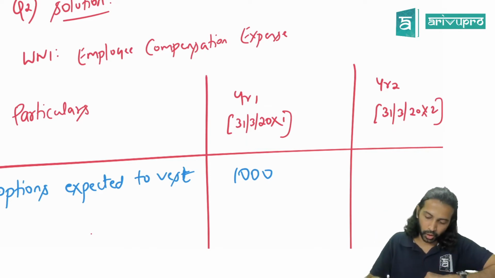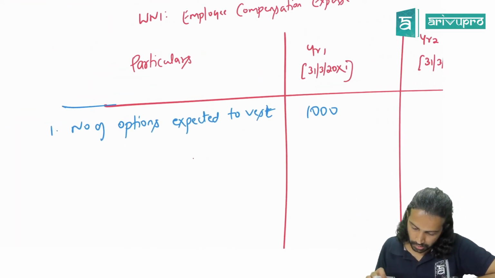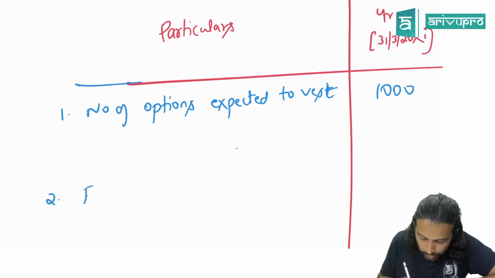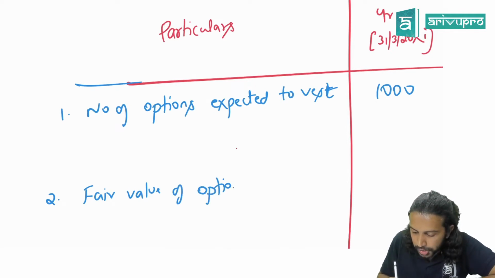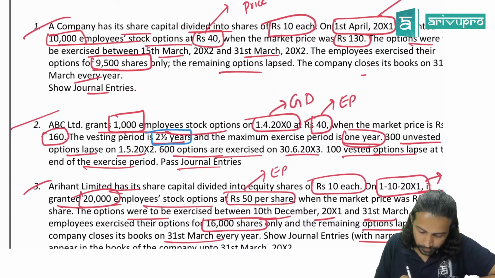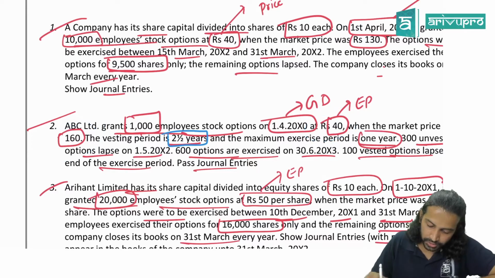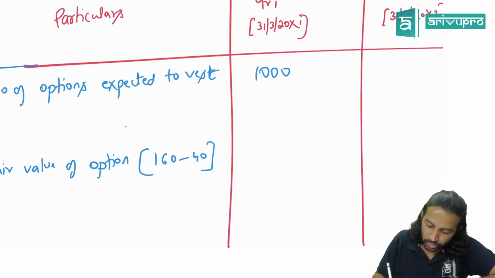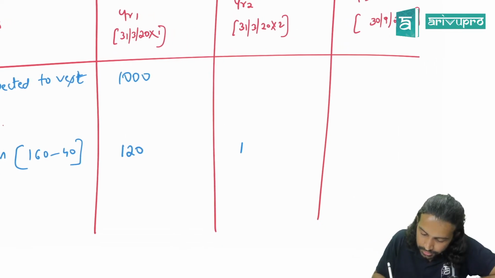Okay, no problem. Hang on, I'll write the next one also. Next one, fair value of the option. Fair value of the option means the discount. What was the market value of the share? 160. How much was the exercise price? 40. That means the fair value of the option is 120. How did you get 120? 160 minus 40. That means the fair value of the option is 120 under every case.